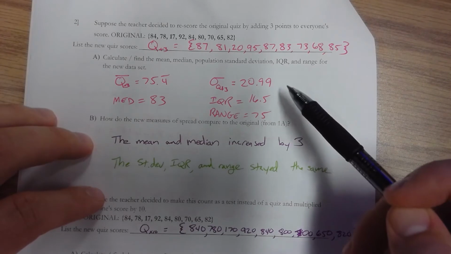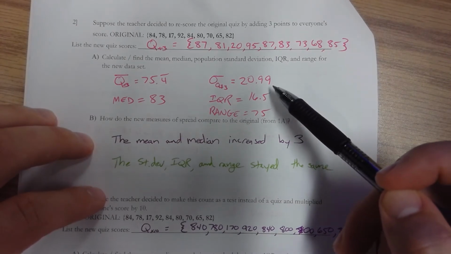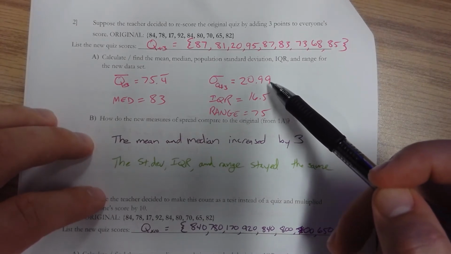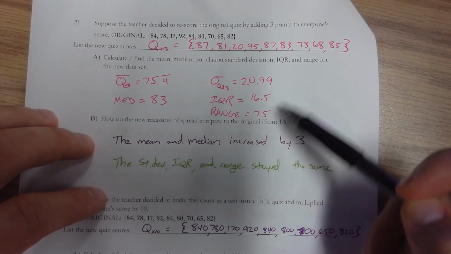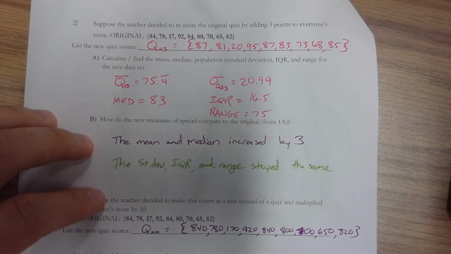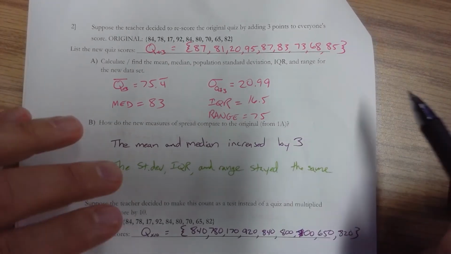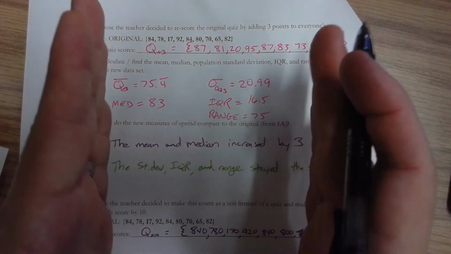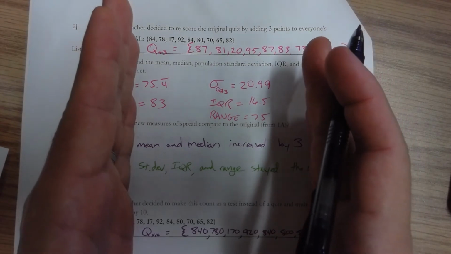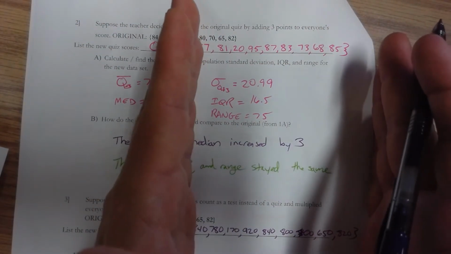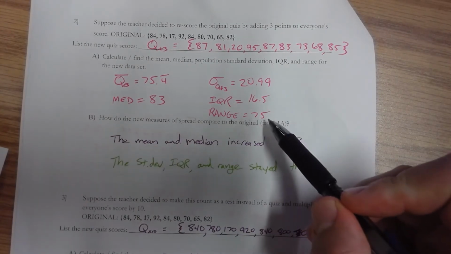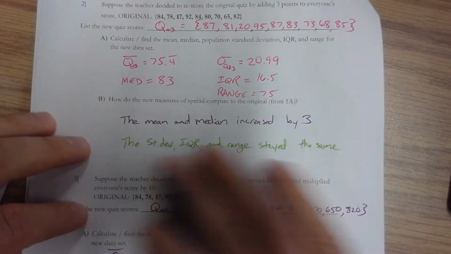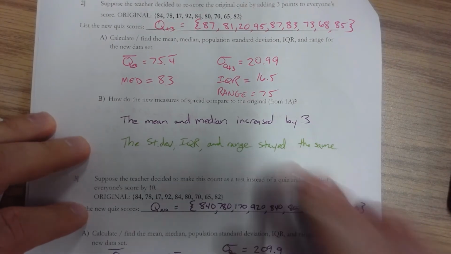Just as important, and maybe makes just as much sense, the standard deviation of quizzes plus 3, the IQR and the range are actually the same as what they were before. Hopefully that makes sense too, because if I add 3 to everything, look at it this way. If I have these numbers between my left and right hand, and I just move them up 3, the spreads are all the same. So your standard deviation, your IQR, and your range don't move. And that's what I've indicated down here in purple and green.